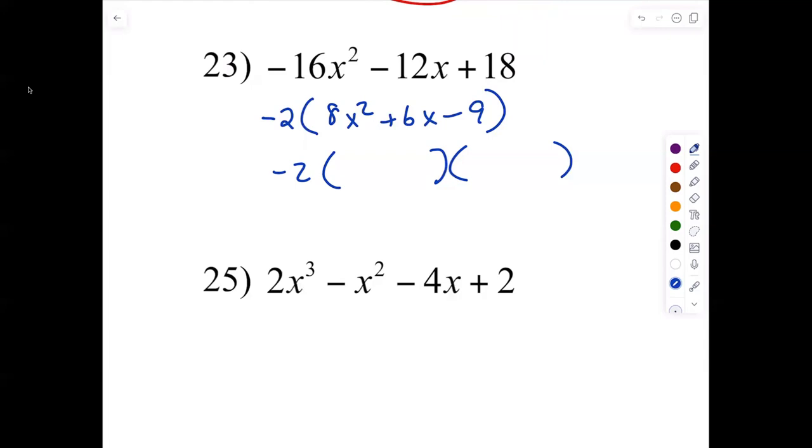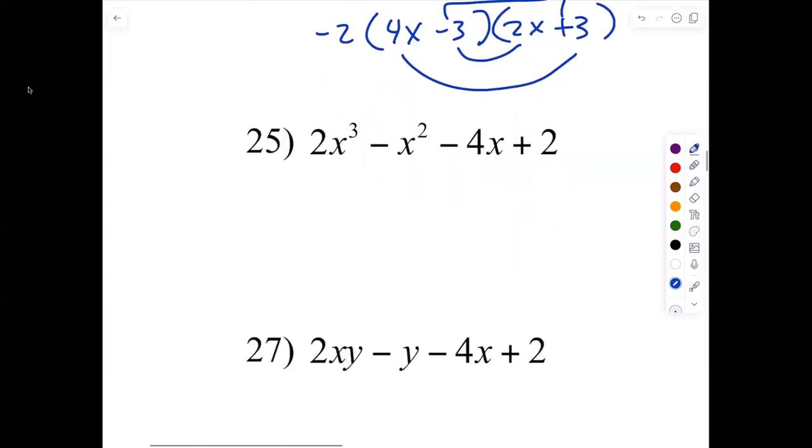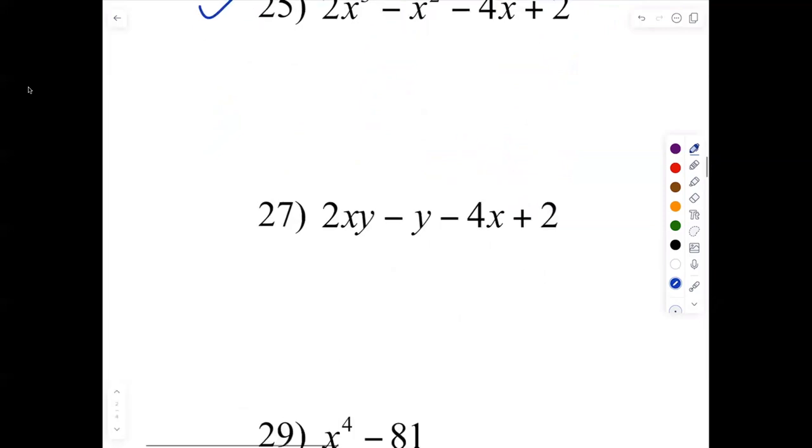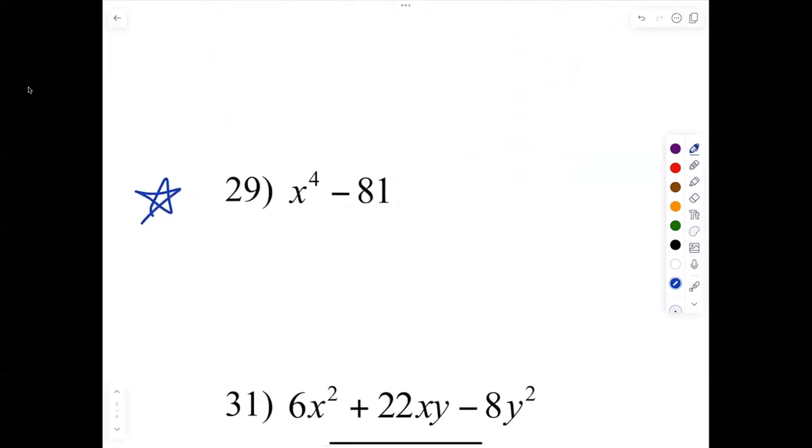What is it? Negative 2, 4x minus 2x. 12 minus 6, 6, negative 3, negative 9. That looks good to me. Everybody's good? Yeah. All right, keep going down the page. I'm good with 25. I'm good with 27. All right, put a star by number 29.